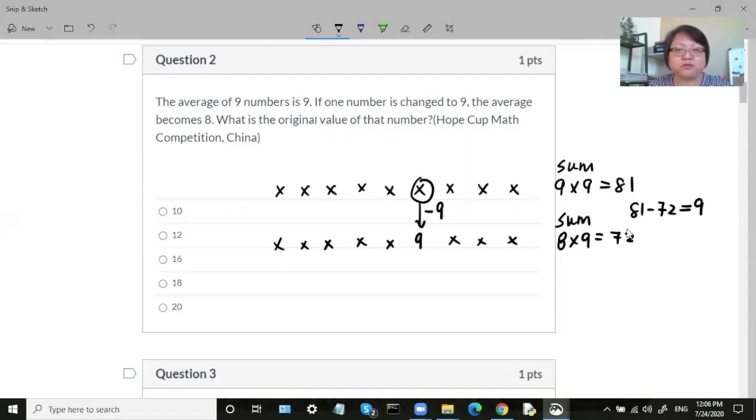So what is the original value of this number? It would be 9 plus 9. We need to add this 9 back, which equals 18. So the original value of this number actually is 18, right? So it's D.